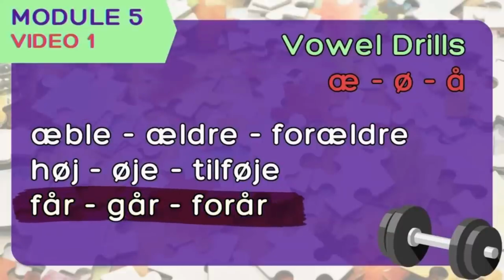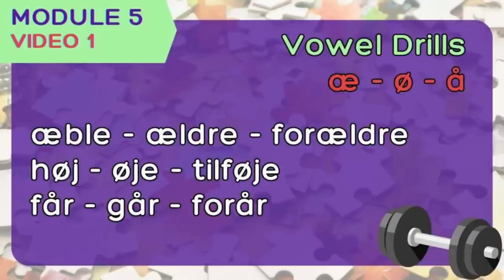Går, for. The last one is particularly tricky because there are 2 syllables, but the sounds kind of get a bit smudgy. If I say it slowly, it sounds like for, or, for.